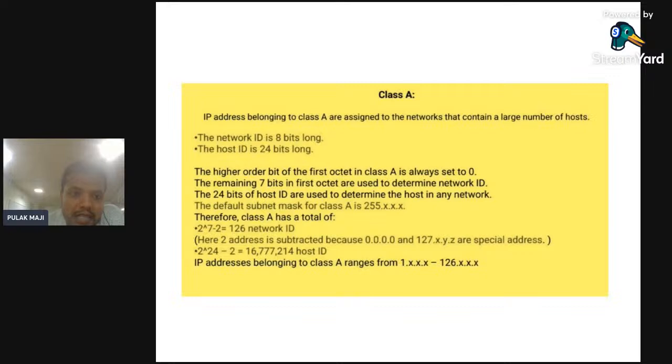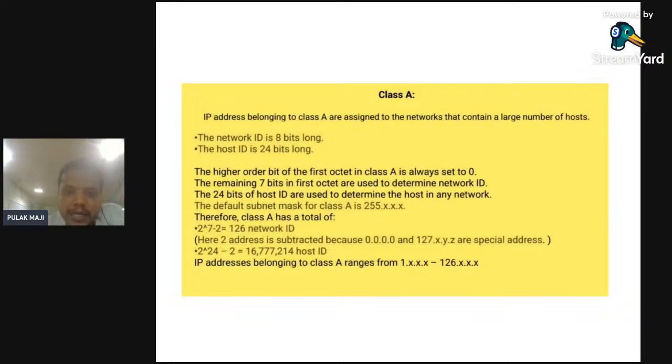So in class A, we can use 2 to the power 24 IP addresses as a host address. 2 to the power 24 means it's a huge number. That many IP addresses we are having.